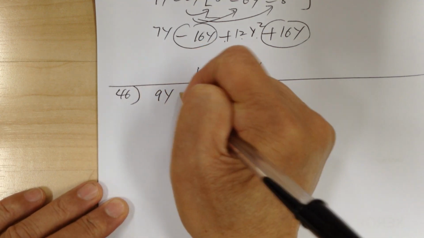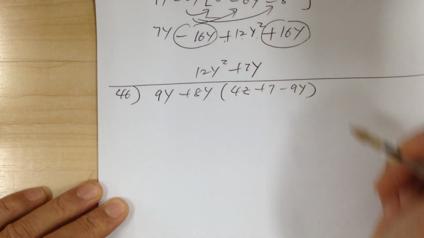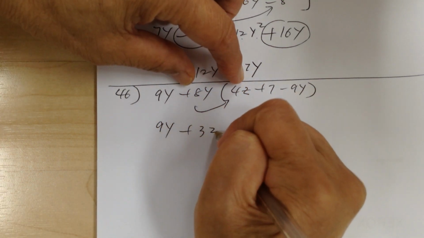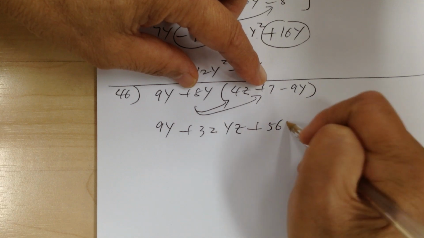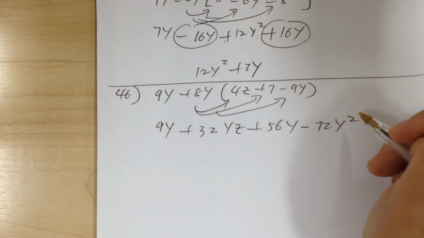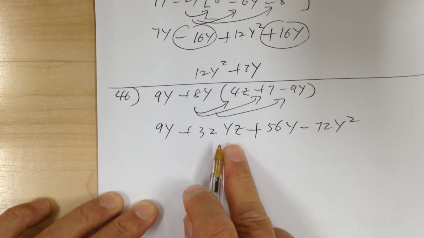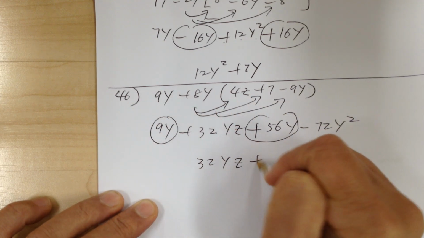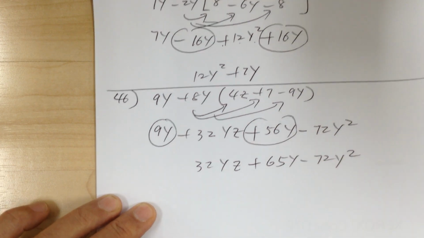Let's go to number 46. So you've got 9y plus 8y times 4z plus 7 minus 9y. Again, let's distribute. So multiply, it'll be plus 32yz, multiply, plus 56y, multiply, minus 72y squared. Then after that, combine the like terms. You've got this one and this one. So you're going to get 32yz plus 65y minus 72y squared. And that's it.